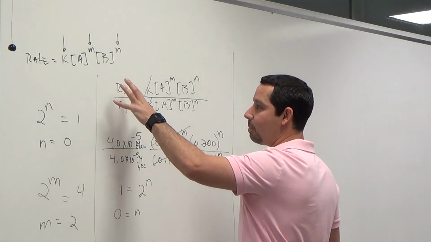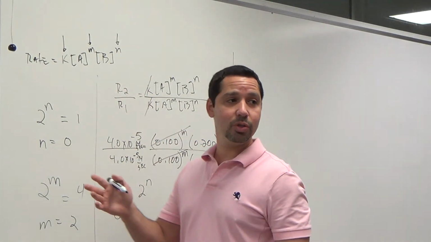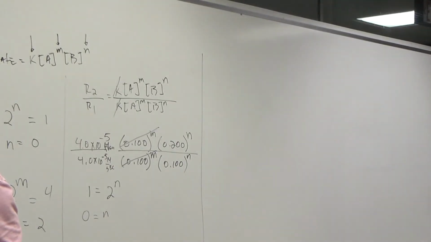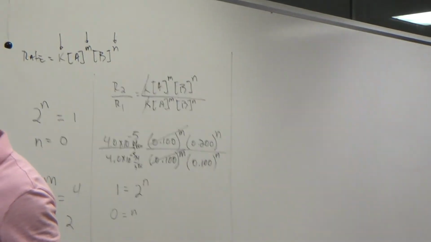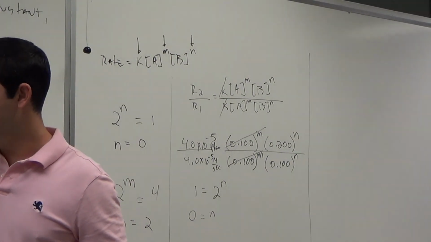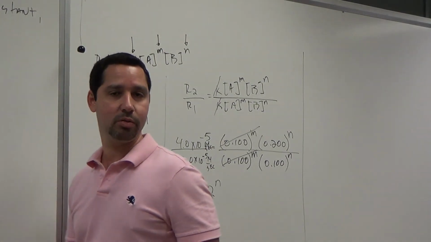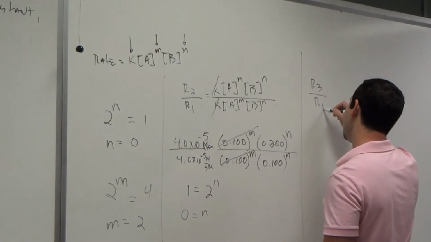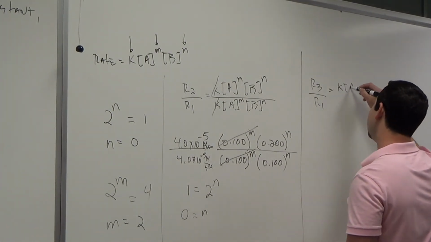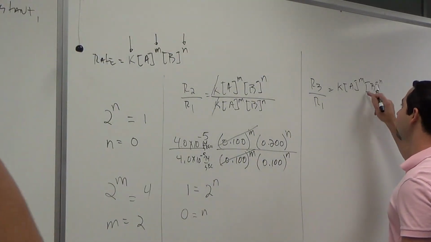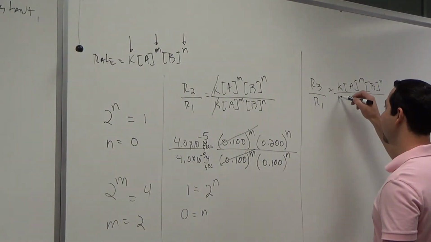So, what happened to the other one? What am I going to divide? Rate 3 over rate 1. Why do I divide rate 3 over rate 1? Because these two stay constant, while this one did what? Doubled. Very good. So, rate 3 divided by rate 1. I'm going to write the same thing again. I am just going to plug in the numbers that belong to those rates now.